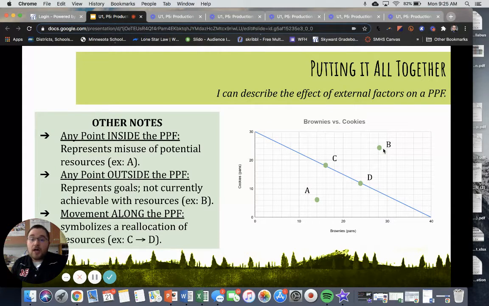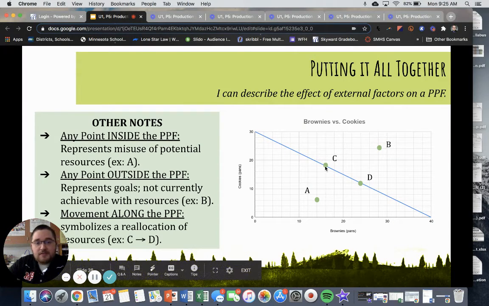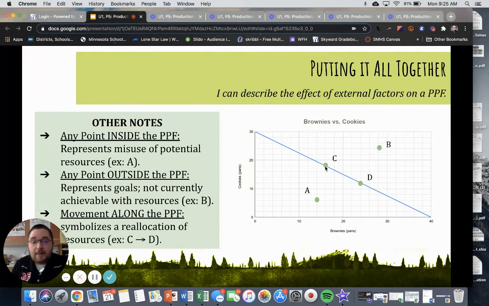Any movement along the PPF curve, again from C to D, symbolizes a reallocation of resources. If we were initially at point C producing about 18 pans of cookies and about 15 pans of brownies, I'm just eyeballing it, and we move to point D, we are choosing to use our butter, eggs, flour, sugar, etc., in a different way to produce a different good. Not necessarily a bad thing, it's just a choice that we're making. We are giving up some of our cookies to make more brownies.